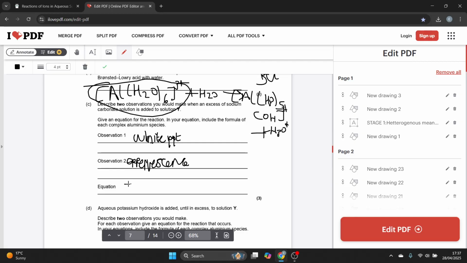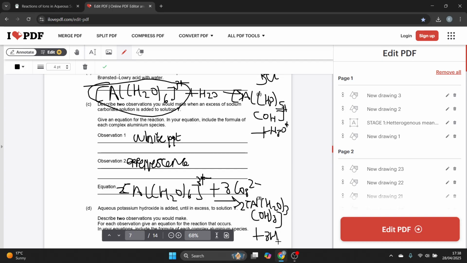Okay, so that's pretty simple. 2Al(H2O)6 3+ plus 3CO3 2- gives 2[Al(H2O)3(OH)3] plus 3H2O plus 3CO2.